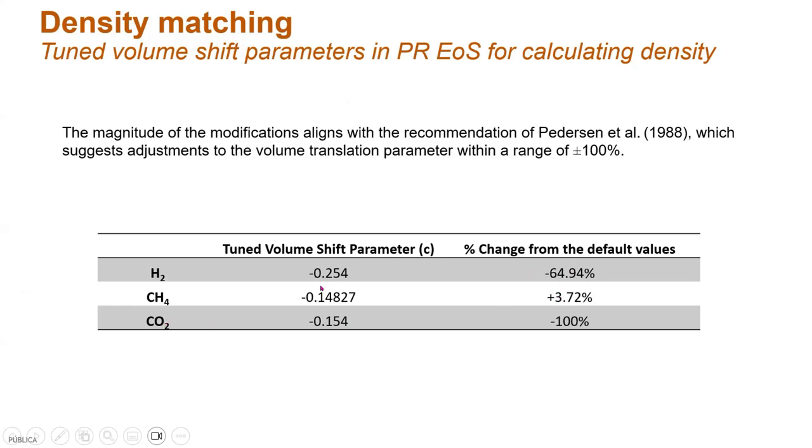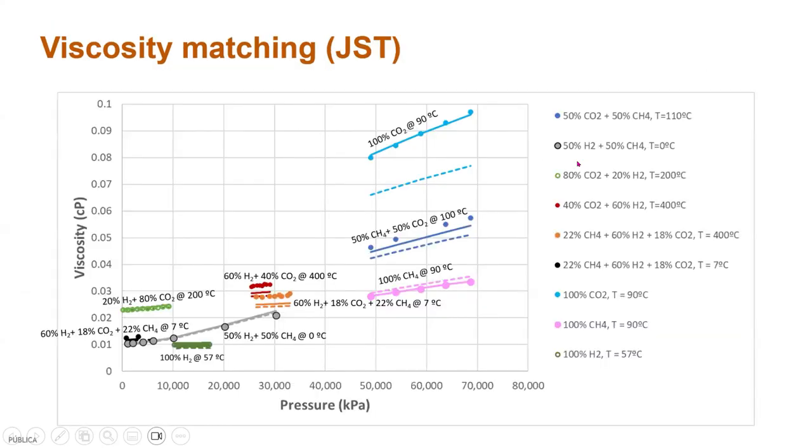The default parameter is 0. So the difference is the change in relation to default parameters. And according to Peterson, this change is in agreement with the tolerance. So she recommends a range of variation of more or less 100% is allowed, according to Professor Peterson. Okay. For viscosity, it's more challenging.